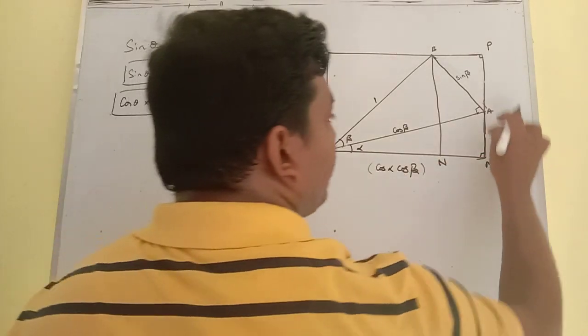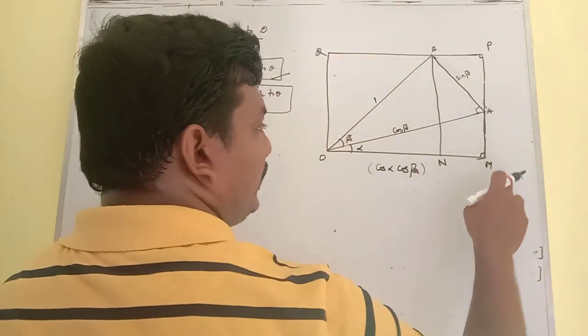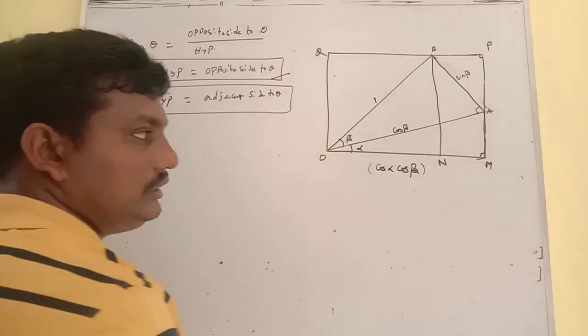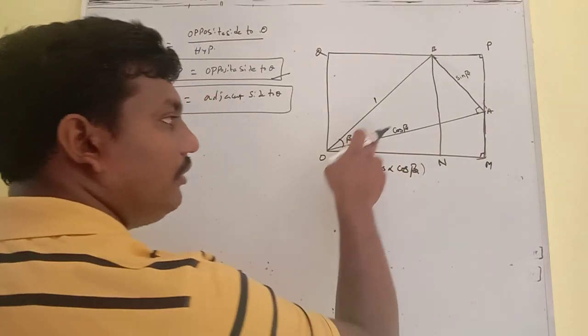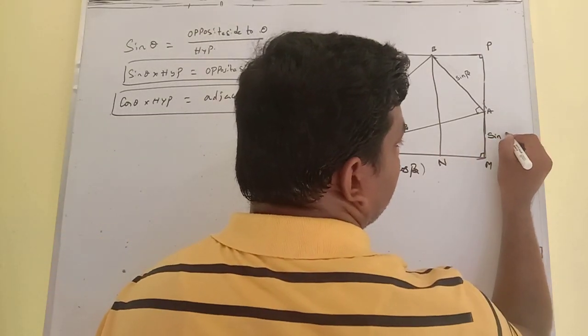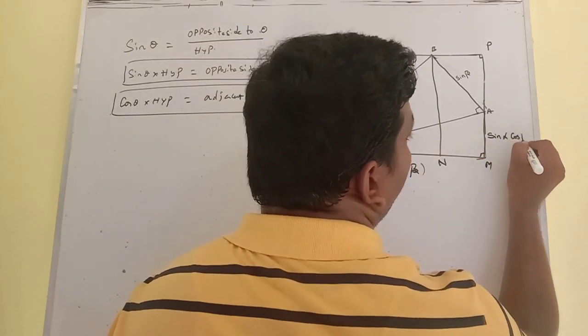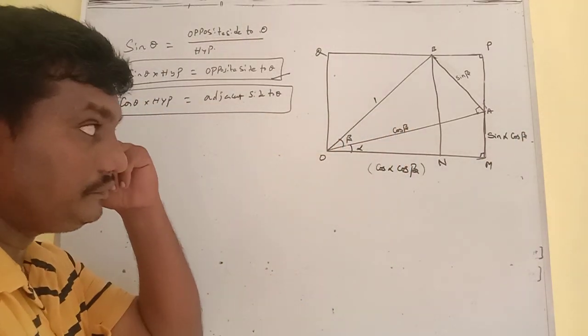So what about AM length? AM length is nothing but the opposite side to the hypotenuse. Then the opposite side is equal to sin theta into hypotenuse. Sin theta becomes sin alpha, into cos beta. This is sin alpha cos beta. This value is sin alpha cos beta.